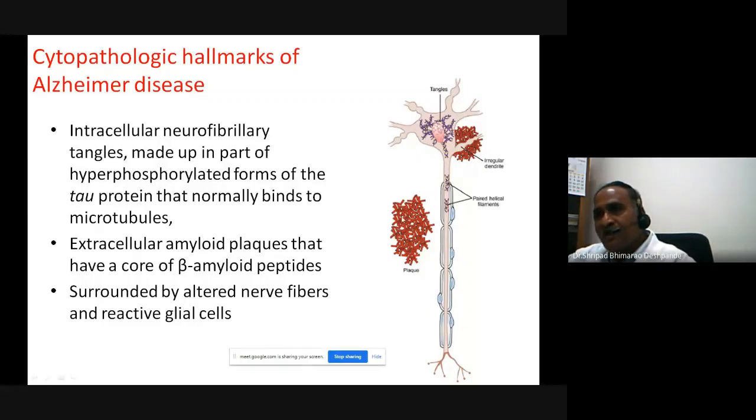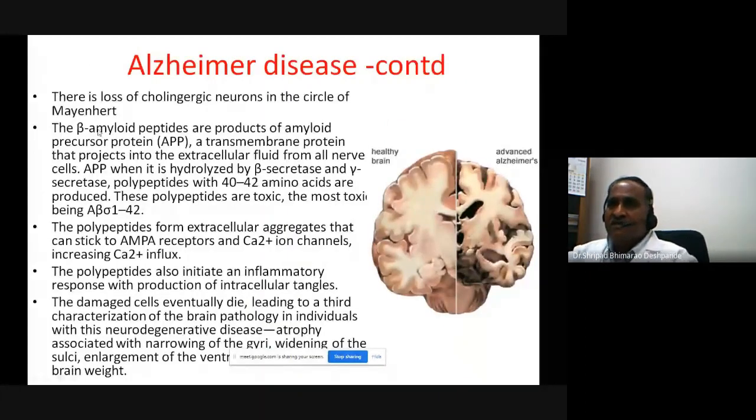In addition, there is a formation of a protein in the extracellular component. These are extracellular amyloid plaques, made of beta amyloid peptide, synthesized by the glial cells. They are surrounded by altered nerve fibers and glial cells, and they produce an inflammatory reaction. And especially these peptides, the beta amyloid peptides, are really toxic.